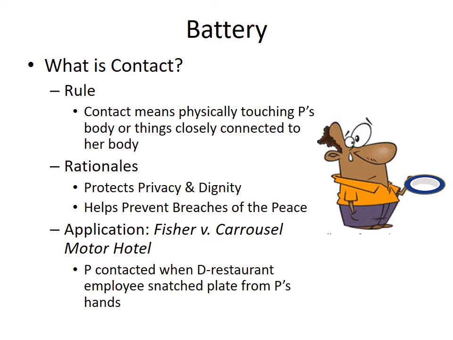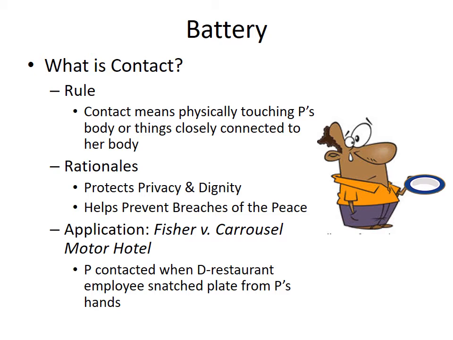Now, we do have the Fisher versus Carousel Motor Hotel case to kind of illustrate this point. Here we had an African American gentleman who had gone to a conference, and during a break in the conference had gone to a luncheon, and while he was standing in line with a plate in his hand, an employee of the hotel comes up to him, issues a racial epithet, and then nastily grabs the plate out of his hand. And the question is whether or not he experienced a battery even though the employee didn't actually touch his body.